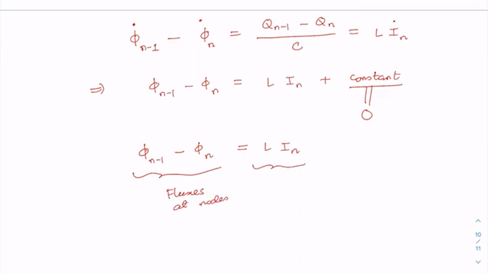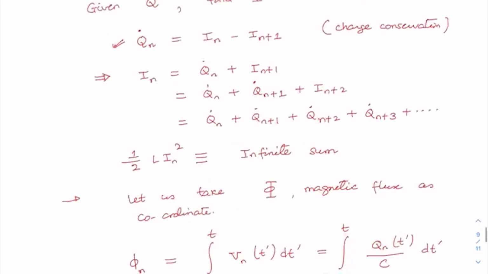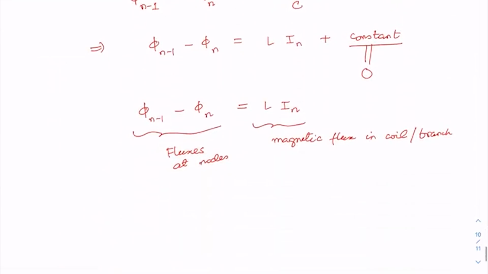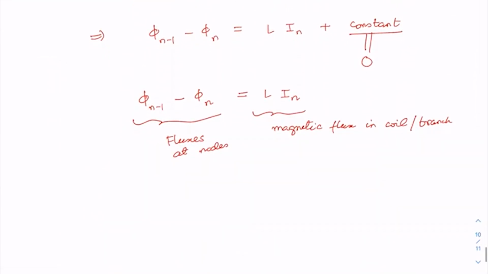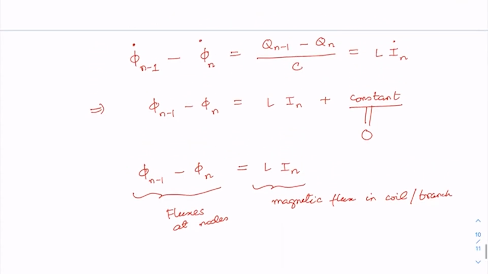And this is simply the magnetic flux in the coil, or in the branch. Okay, magnetic flux in this branch. So what we get is that we can obtain the current just by taking the differences of magnetic flux, while we can get the charge by taking the time derivative of the flux.